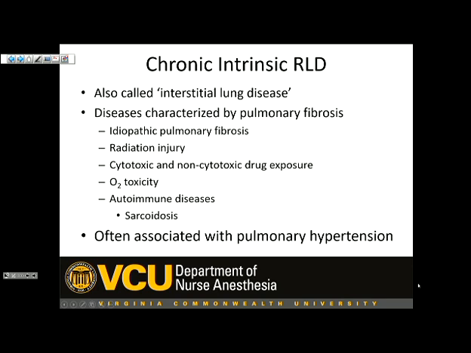Some of the ones that are commonly lumped into this category as associated with pulmonary fibrosis I have listed here, and most of these we will talk about specifically when I speak to the cytotoxic and non-cytotoxic drug exposure, oxygen toxicity, and then we'll talk about sarcoidosis. But again, recognizing that the others here are associated with pulmonary fibrosis. And it's important to note here in terms of the anesthetic implications that these are disorders that are very often associated with pulmonary hypertension. You can see that with any of the restrictive disorders, but these in particular are often associated with this.